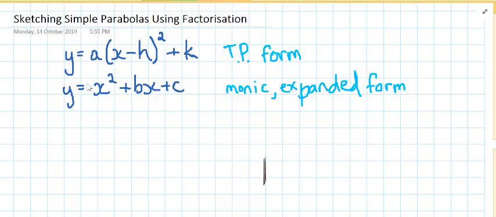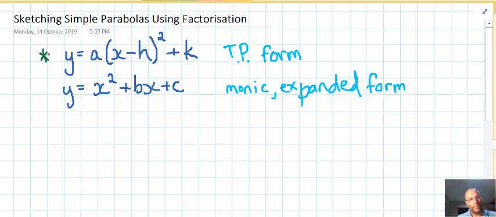In this video we're learning how to sketch some simple parabolas using factorization as our starting point. Previously we've been looking at turning point form equations and sketching the parabolas, taking on board the transformations A, H and K. That's fine, but what if you're not given the equation in that form?